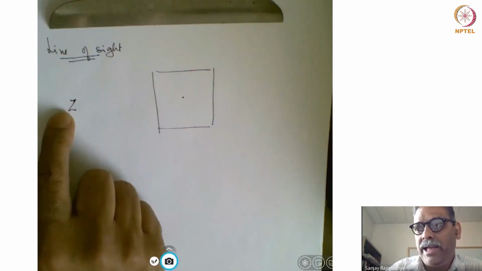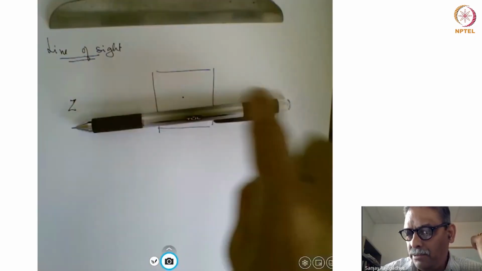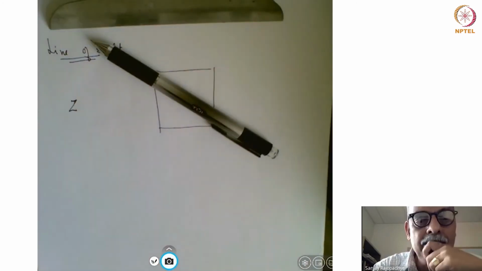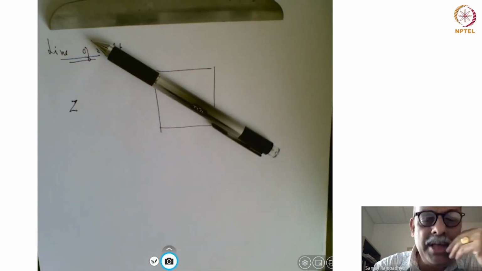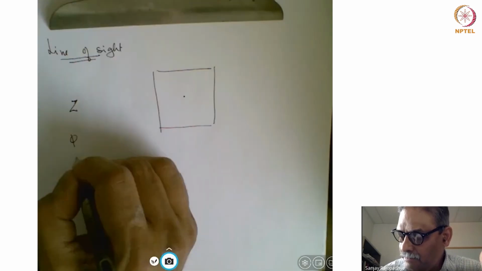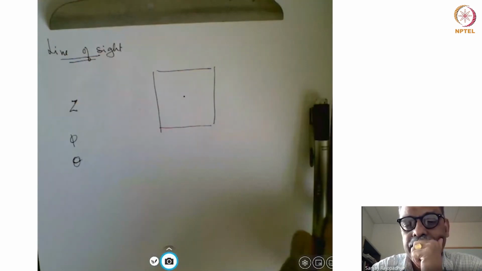Okay, so at any instant, what you need is in the XY plane, you need an angle of the sun. That's called the azimuth. And then you need the elevation of the angle, and that's the theta. So you need phi and theta, the polar coordinates of the sun.